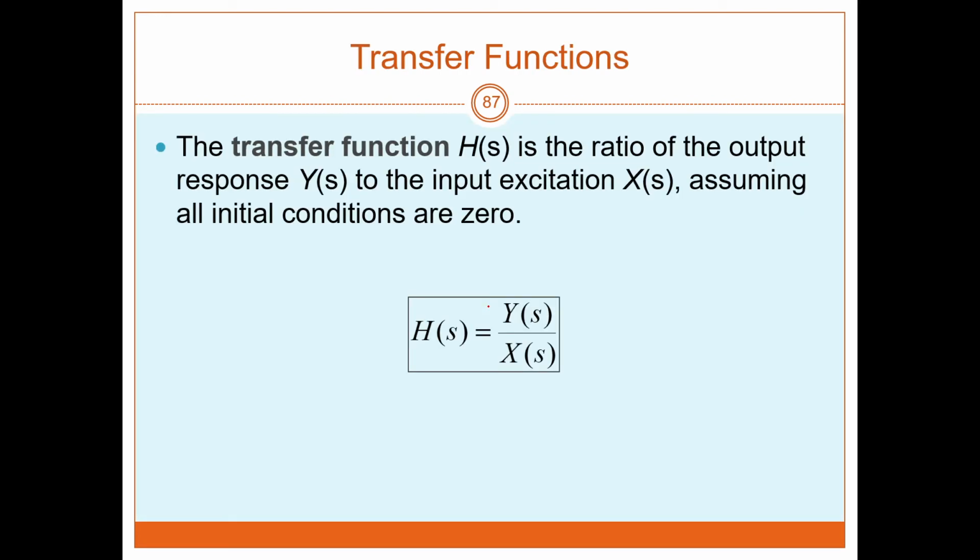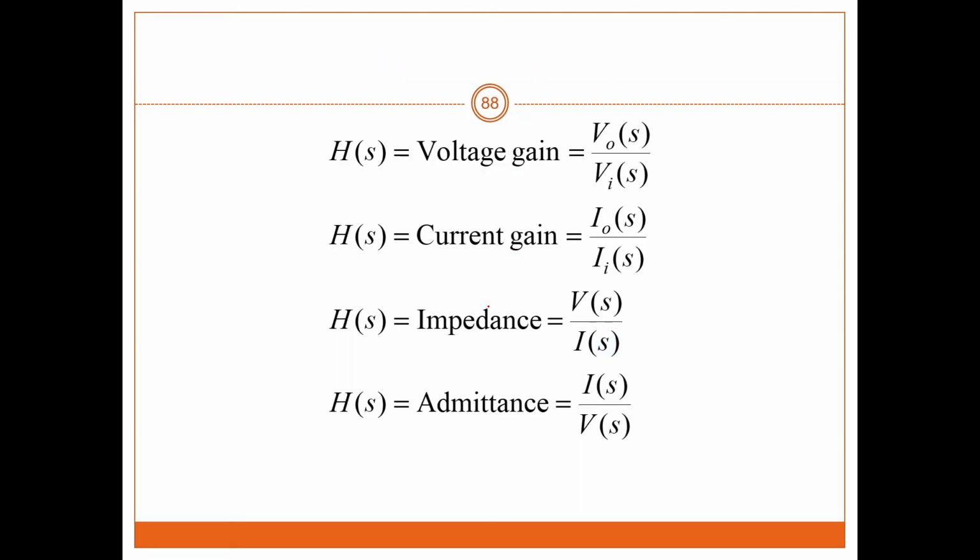Okay, so just now we learned what a transfer function or system response is, by defining it as Y(s) divided by X(s), the output divided by the input. The H(s) or frequency response can also be applied to V out over V in, or I out over I in, or also impedance V over I, or also the inverse of impedance, I over V.